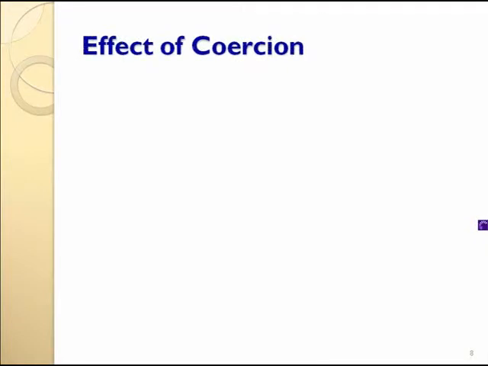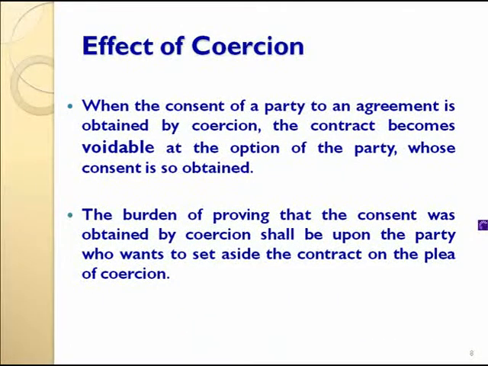Now we will study the effects of coercion. When the consent of a party to an agreement is obtained by coercion, this kind of agreement will be known as a voidable agreement, or this kind of contract becomes a voidable contract. Voidable is a technical jargon, and it says that this contract will only be enforced by the law if the victim party is ready to enforce it.